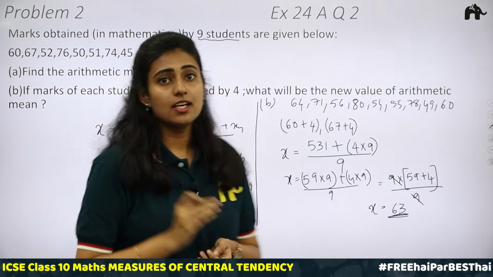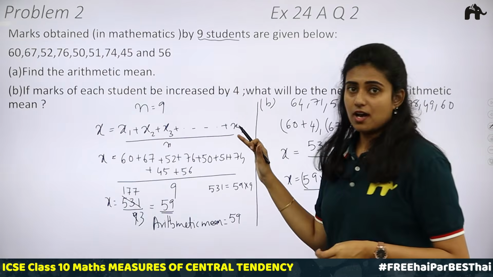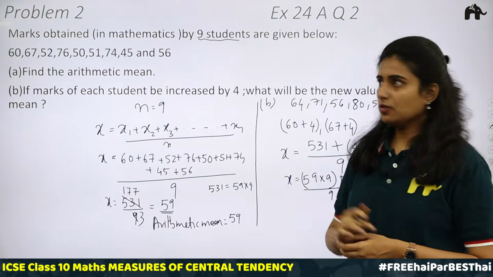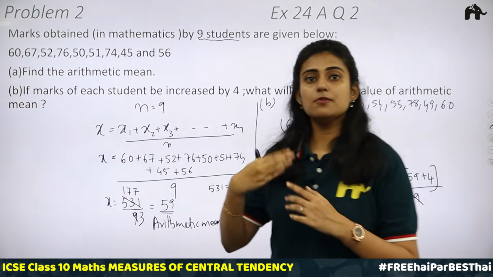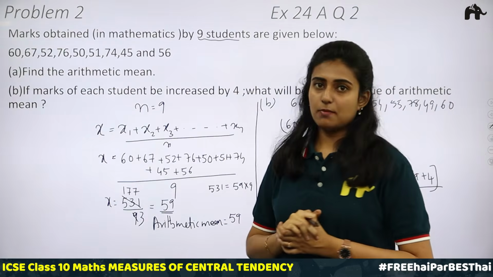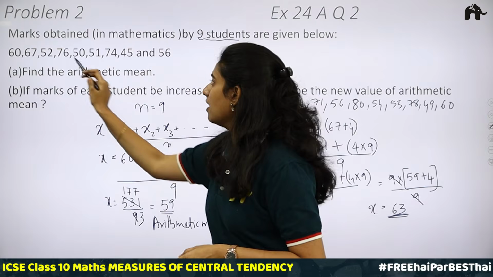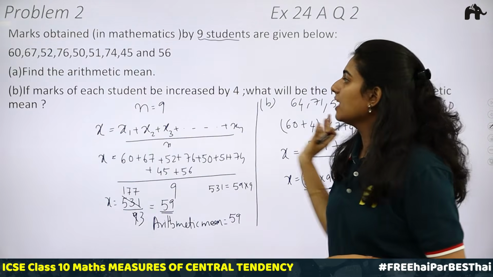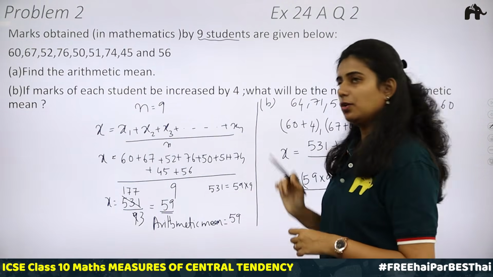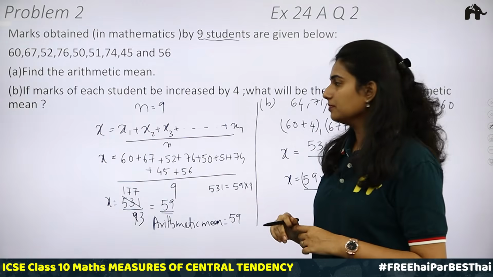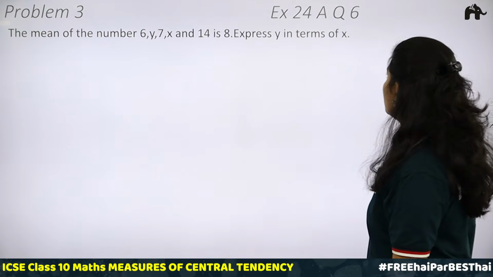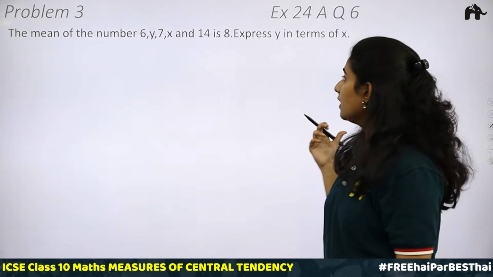Now if you are asked to reduce the mark of each student by 2. Okay, here we have 60. 60 becomes 58. Then what happens to the arithmetic mean? The arithmetic mean will reduce by 2. If each mark is reduced by 2, then the arithmetic mean will also be reduced by 2. Okay, clear? Problem number 3, question 6 of exercise 24A.